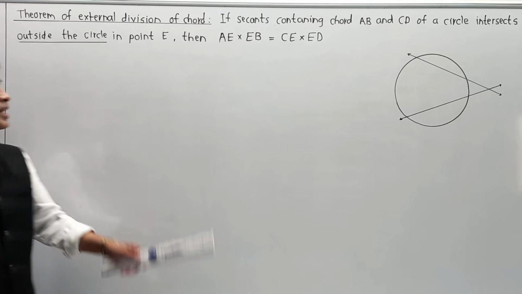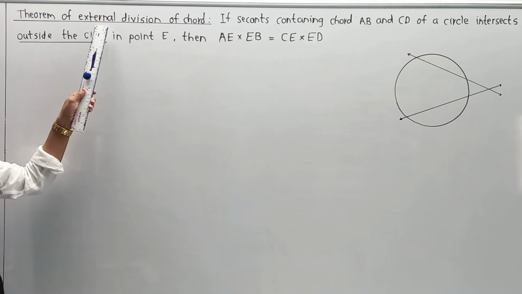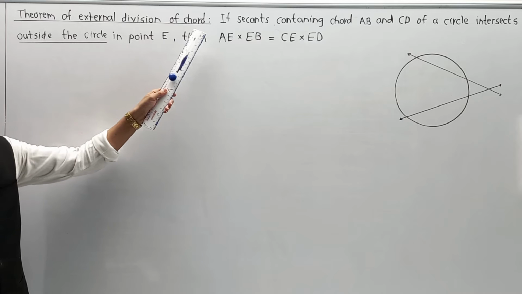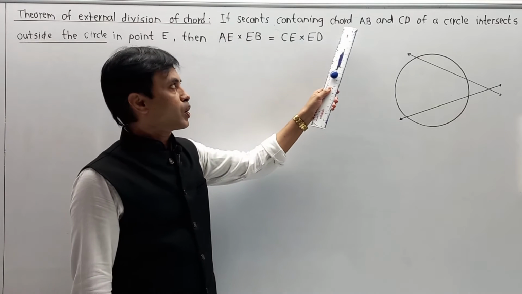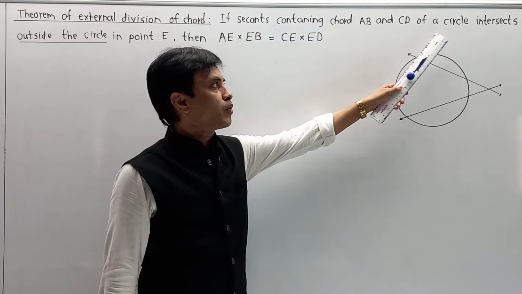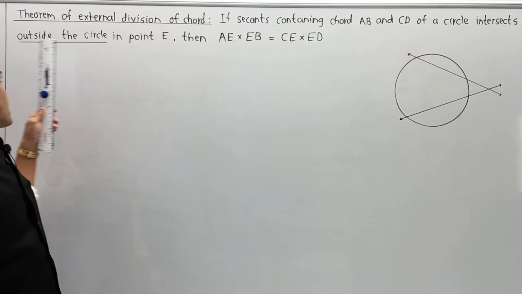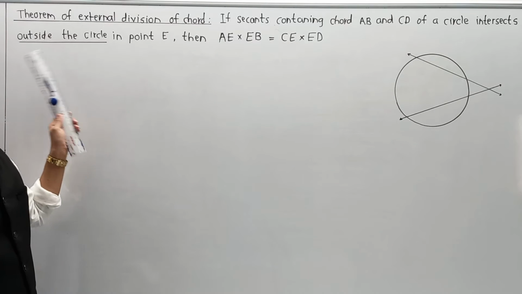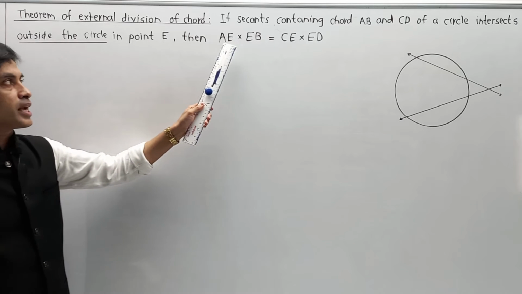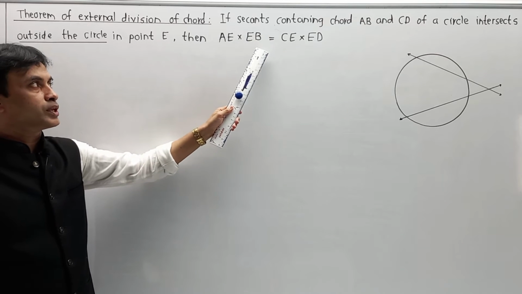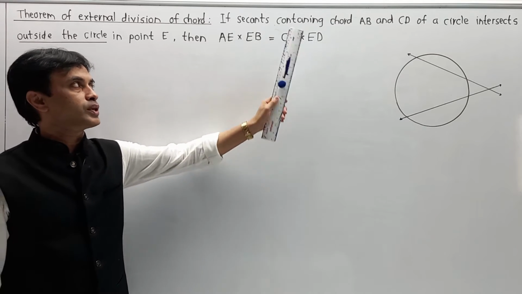Hello friends, now we are going to see the theorem of external division of a chord. Now here, if secants containing chords AB and CD of a circle intersect outside the circle, remember, outside the circle is most important, in a point E, then AE into EB is equal to CE into ED.